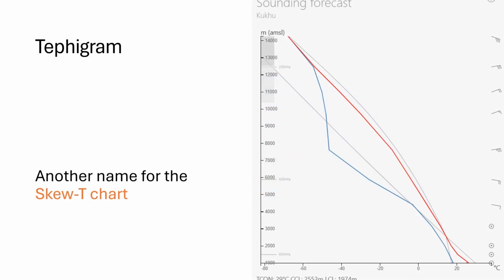A tephigram is another name for the skew-T chart. They are produced as a result of measurements collected by a radiosonde balloon. These are fairly advanced level weather graphics that can be found on weather sites such as Windy, RASP and Meteo Blue. They contain a lot of information, but the line on the right, marked red in this example, indicates the air temperature as the balloon rises through the atmosphere. The blue line indicates the moisture in the air. As a record of temperature decay, the red line is a measurement of the environmental lapse rate.